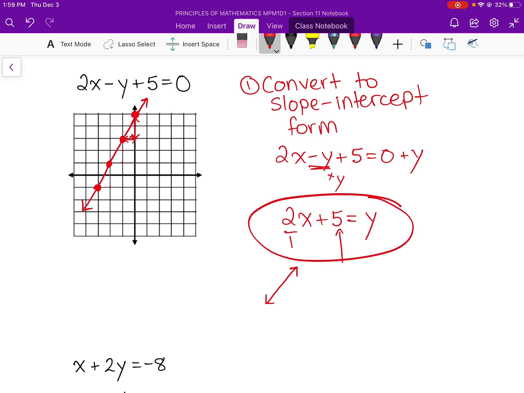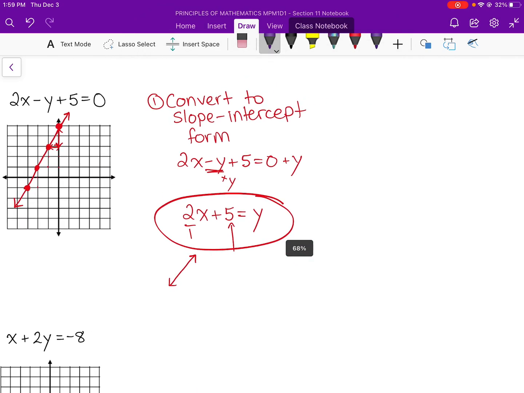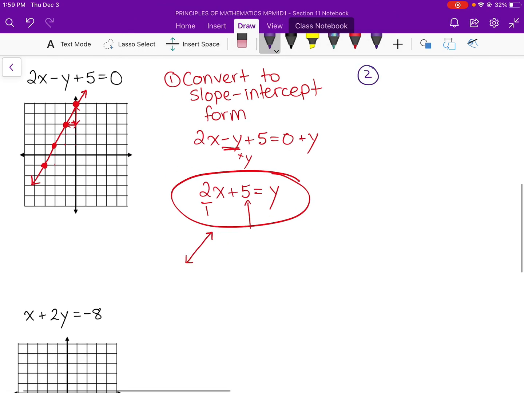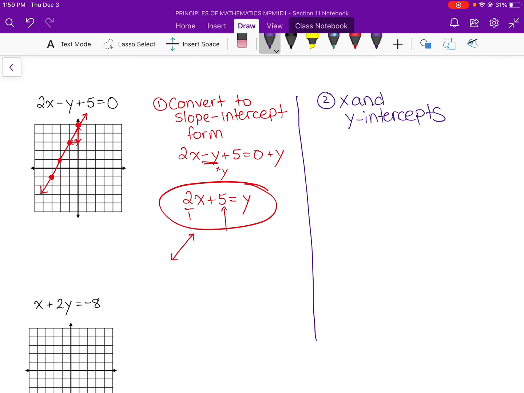Or alternatively, you can use a different method. Method number 2: you could use x and y intercepts. Let me know if you guys ever can't see my screen. What that means is you could find the x-intercept, I'm just going to erase my line, and then the y-intercept and plot them on the graph. And you do that by subbing 0 in.